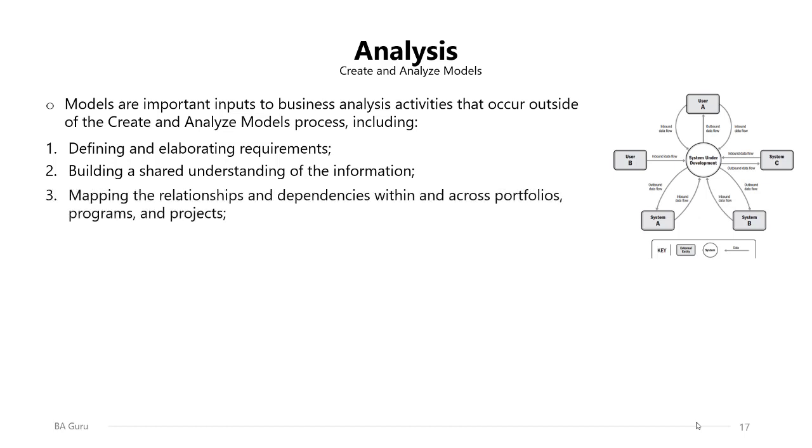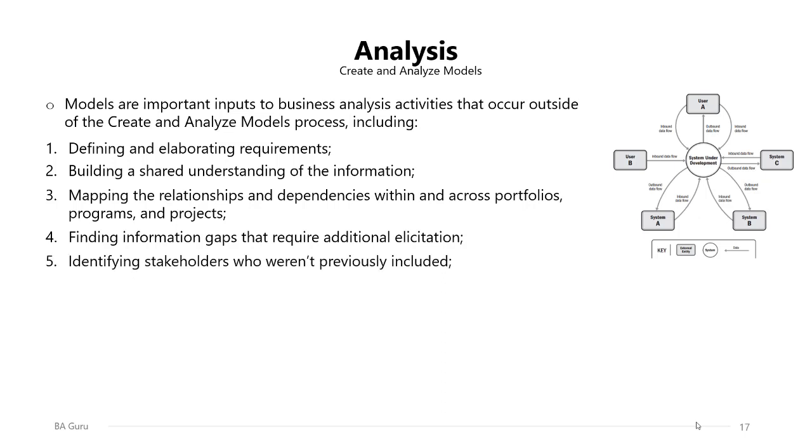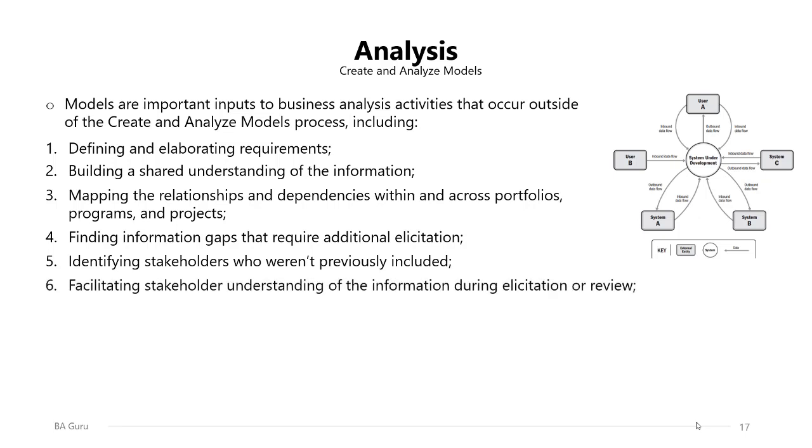Mapping the relationships and dependencies within and across the portfolios, programs, and projects of the organization. Finding information gaps which will require additional elicitation. This is why sometimes the outputs of this process will go back to the confirm elicitation results process. Identifying stakeholders who were not previously identified or included. Facilitating stakeholder understanding of the information.